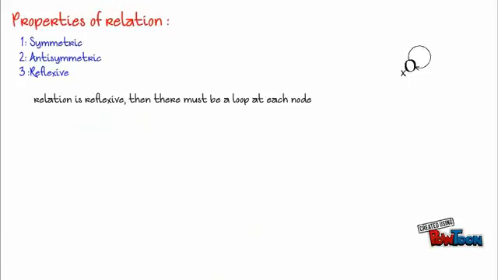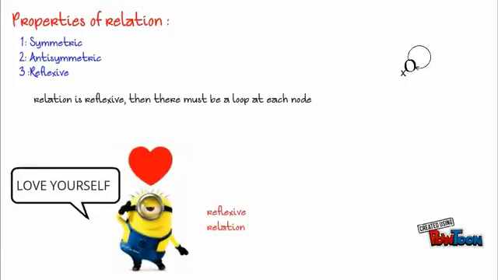Next property is reflexive. A relation is reflexive if we have an arc that starts at node x and ends at node x. This type of arc is known as a loop. If a loop exists in the relation, then the relation is reflexive.